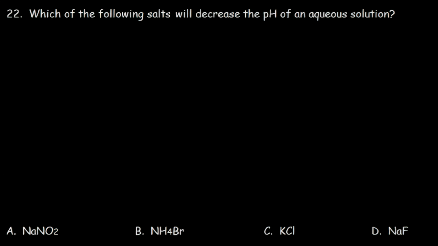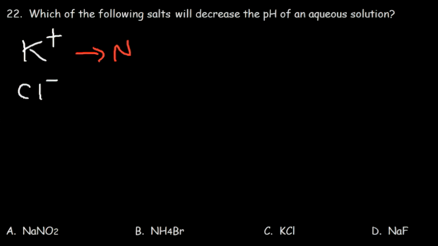22. Which of the following salts will decrease the pH of an aqueous solution? Acids have low pH values, bases have high pH values. So we're looking for the acidic salt. Let's start with C, potassium chloride. So we have the K+ ion and the chloride ion. Alkali metal ions like sodium and potassium are neutral ions. When placed in an aqueous solution, they will not change the pH of the solution significantly.